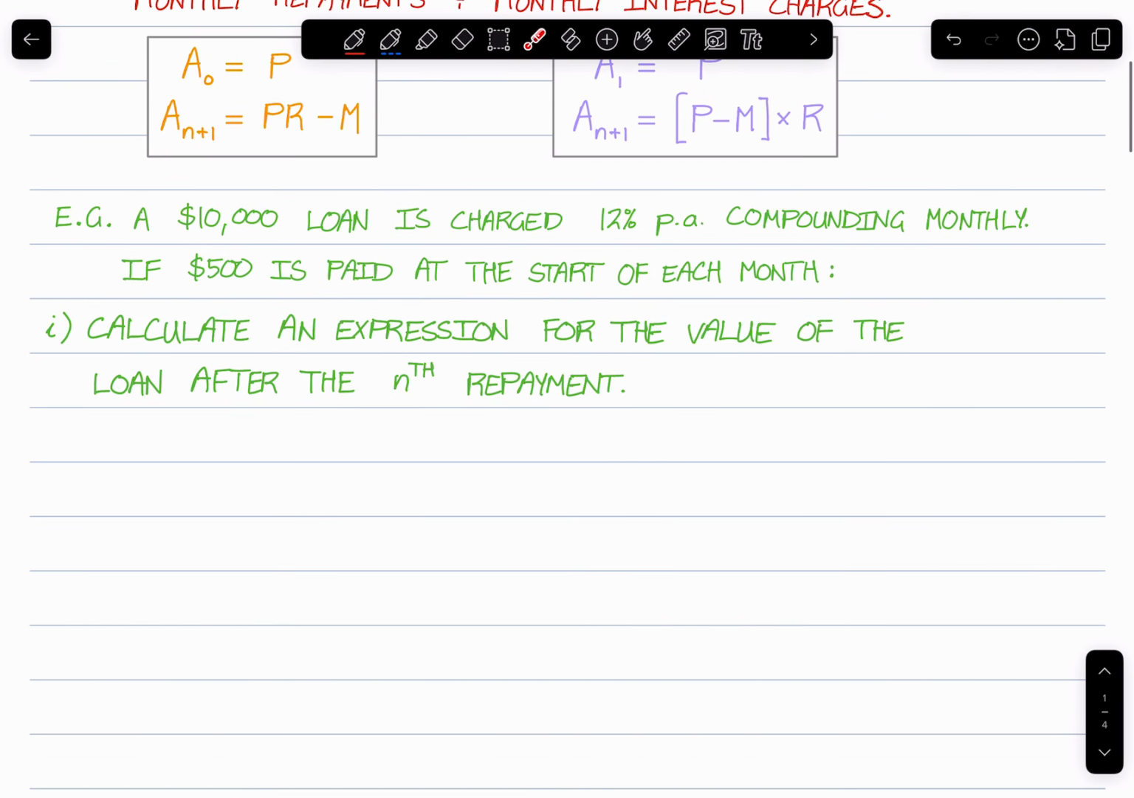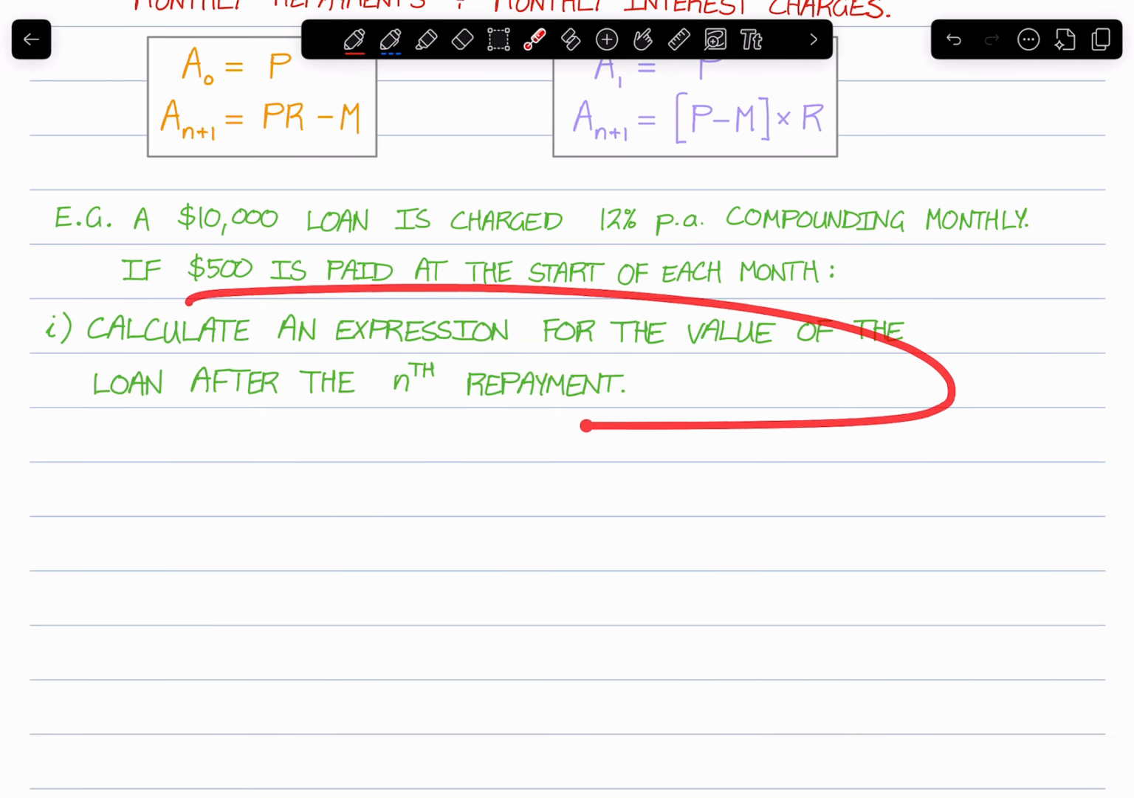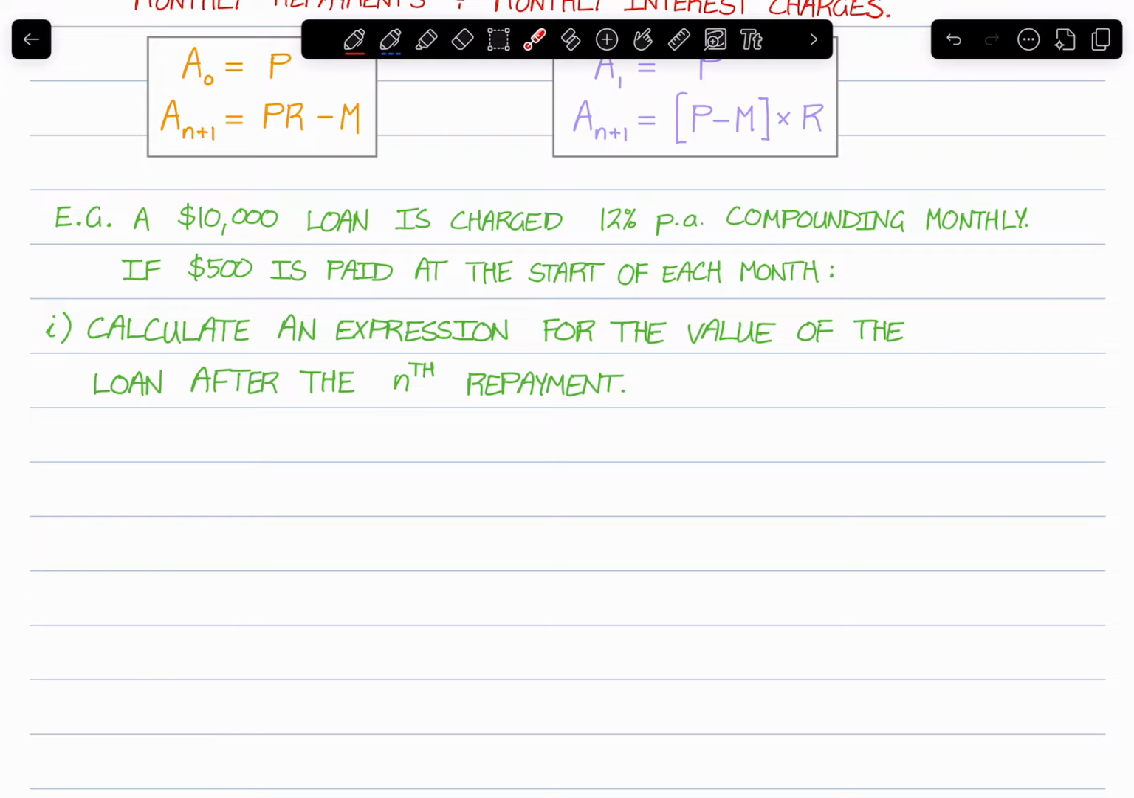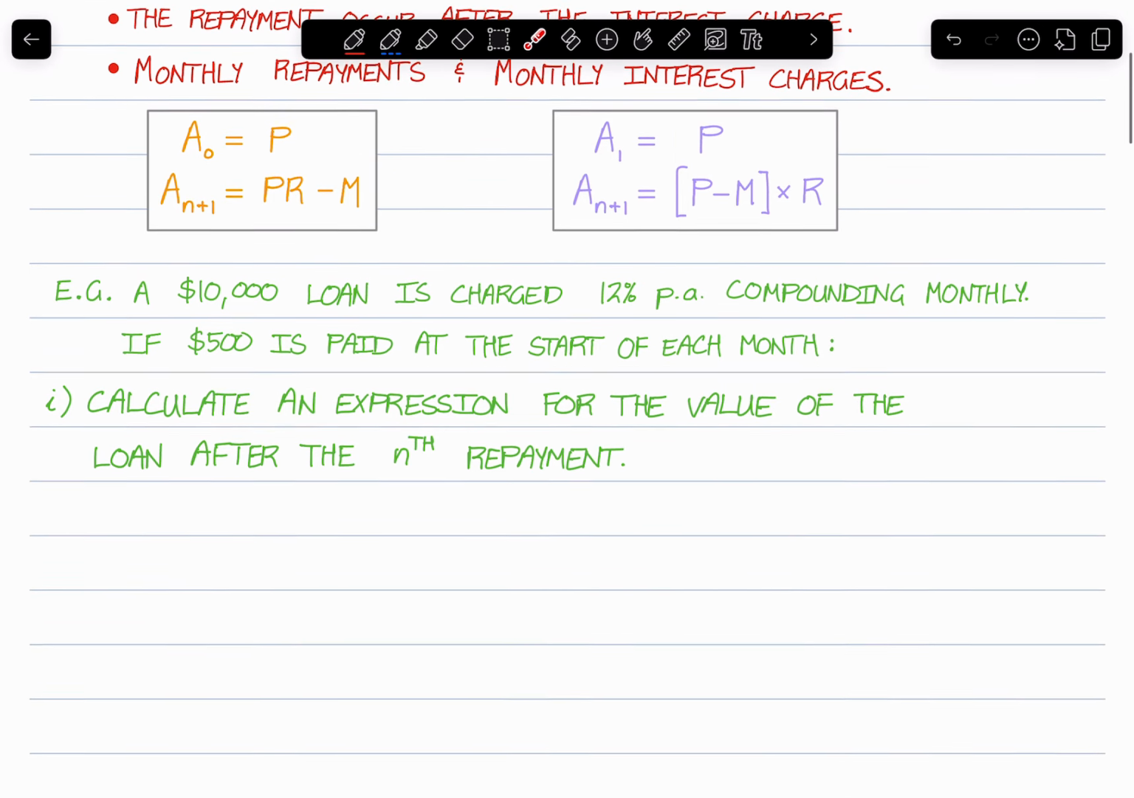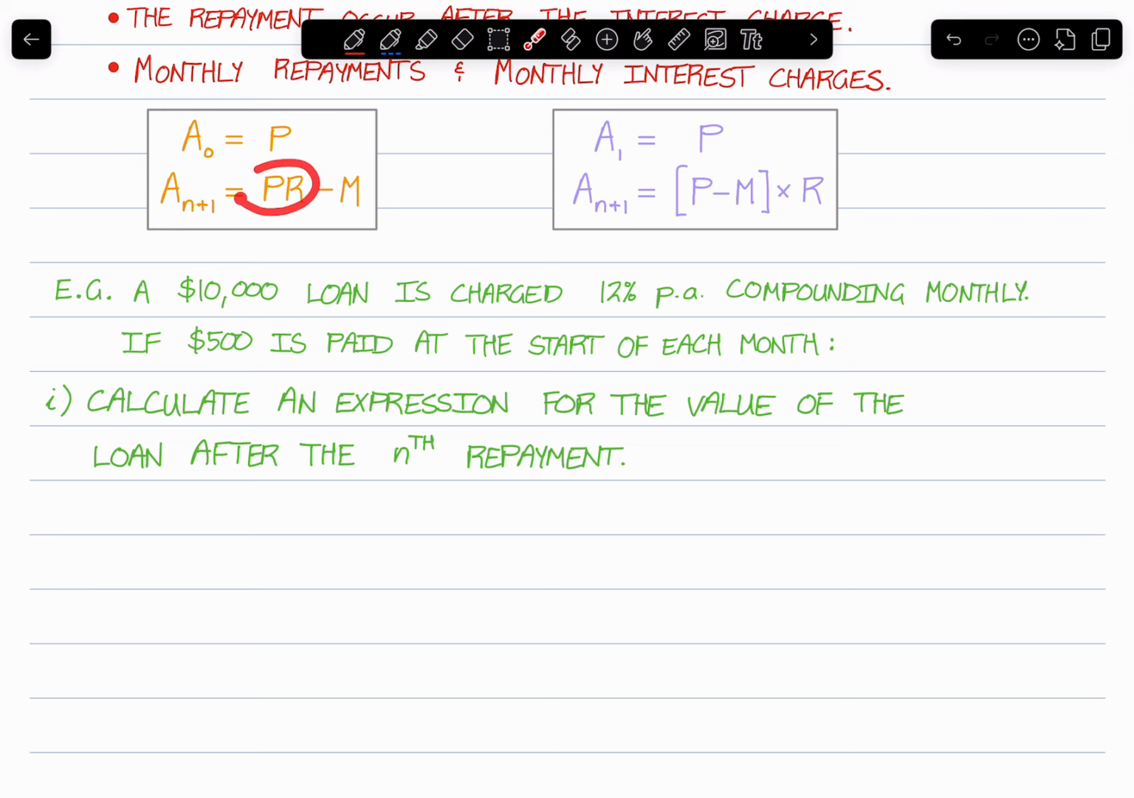So here we go. We have a $10,000 loan being charged 12% per annum compounding monthly. If $500 is paid at the start of each month, calculate an expression for the value of the loan after the nth repayment. Now, this whole business with the start of each month shouldn't apply when this is done. We always just assume that the interest rate is charged first, followed immediately by the reduction.